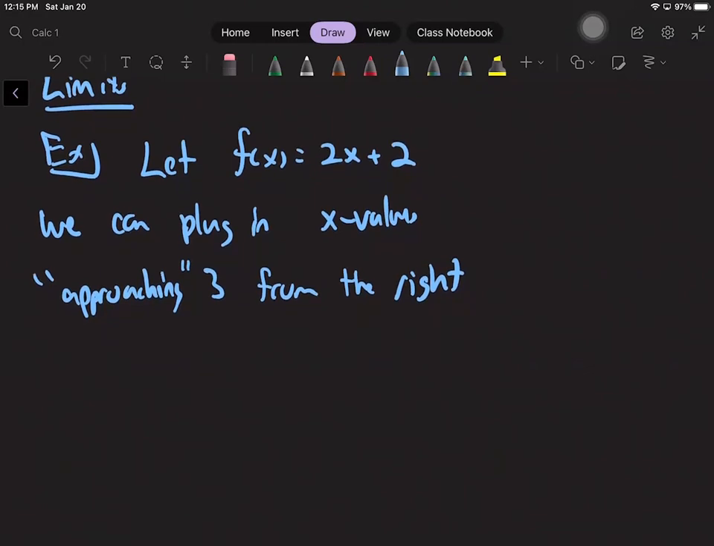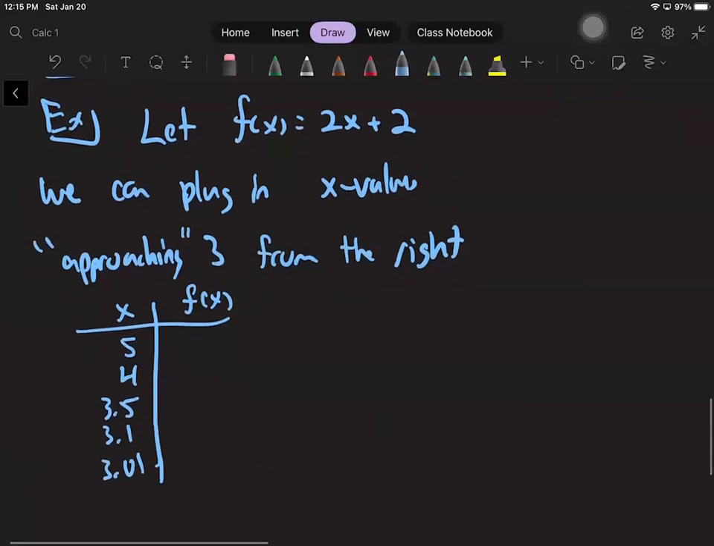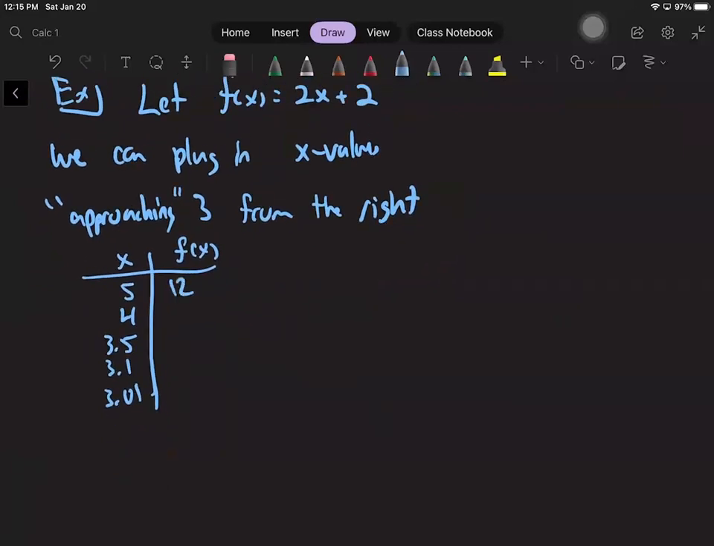Now there is a very, very precise definition of this stuff, but we're just going to be a little bit loose with it. And so what do I mean by approaching? Well, you just pick numbers that are going towards 3. I don't know, like 5, 4, 3.5, 3.1, 3.01. So you get closer and closer and closer, but from the right, not from the left. Then we could see what the function does. 12, 10, 9, 8.2, 8.02.